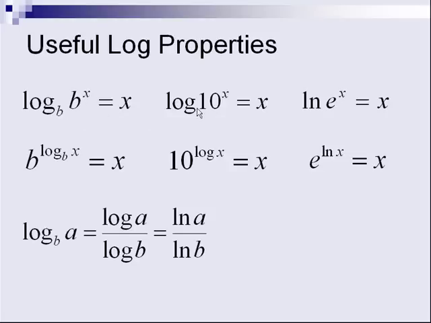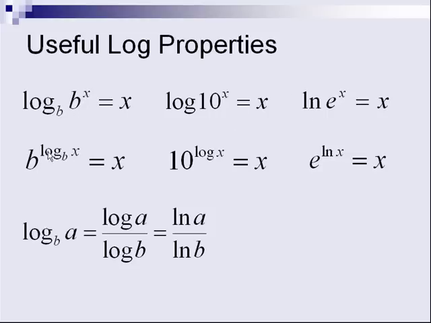Log with nothing there, remember that's base 10. So that means log base 10 of 10 to the x is x. And natural log, ln, this is a log with a base of e. Remember, e is that 2.71 number. So natural log base e of e to the x should just be x. So those are a couple of special cases of this general property over here.